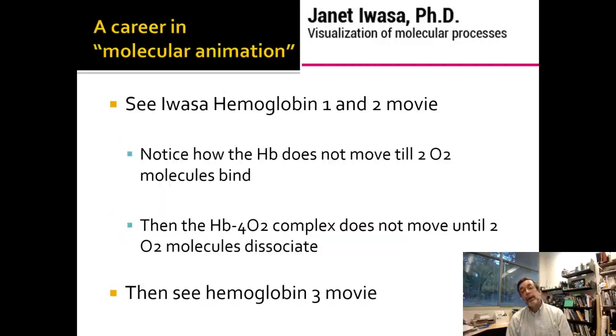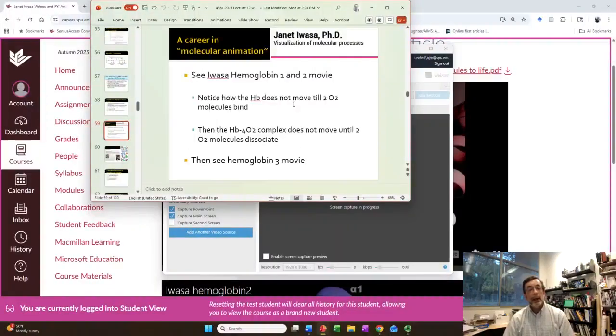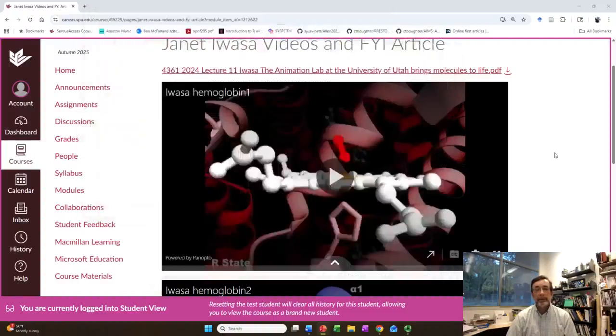And so the thing about all this is I want to introduce you to Janet Iwasa, who is another scientist who I've been talking about her work for years because she has these really cool movies. So now that we've talked about hemoglobin, let's look at the movies. There's 3 movies. These are on Canvas, so I'm just going to talk you through them.